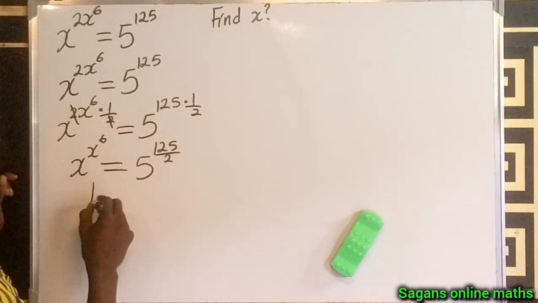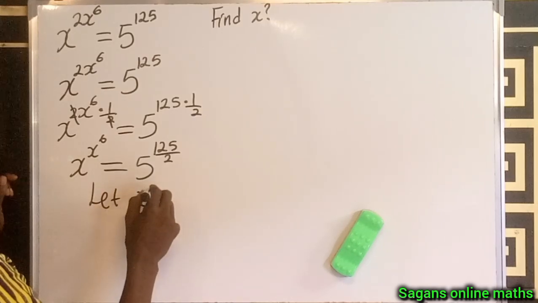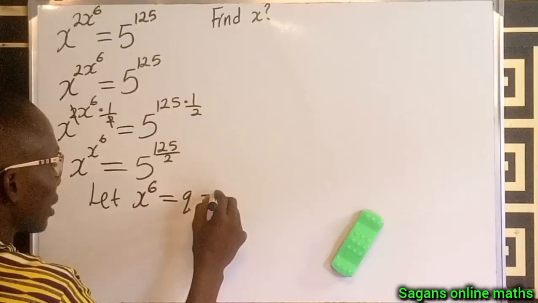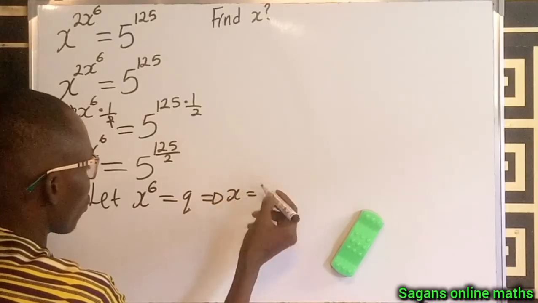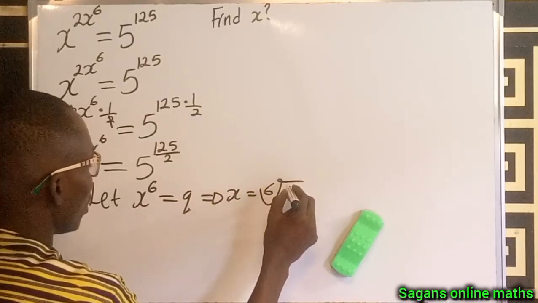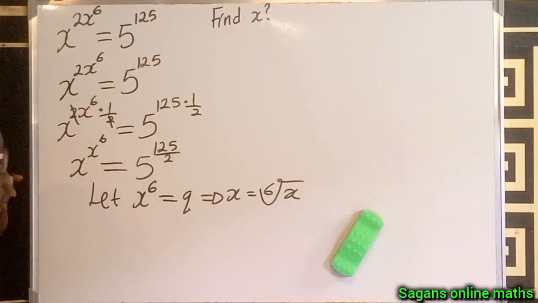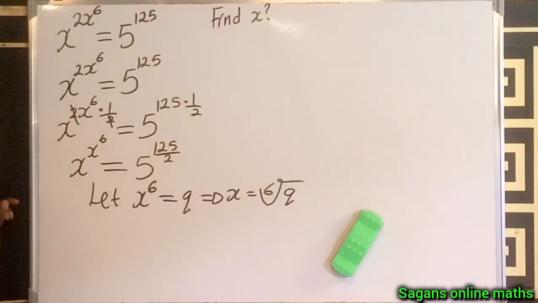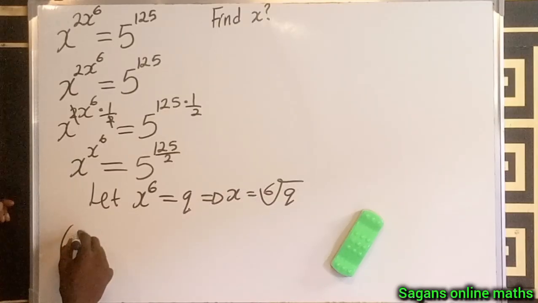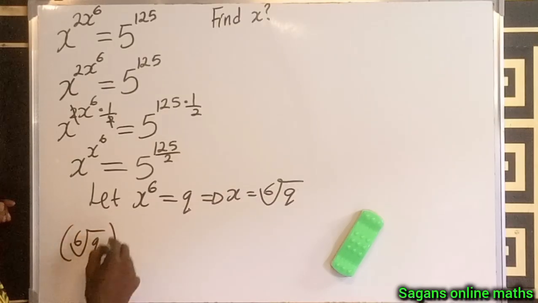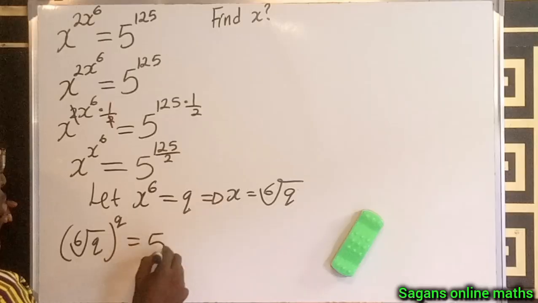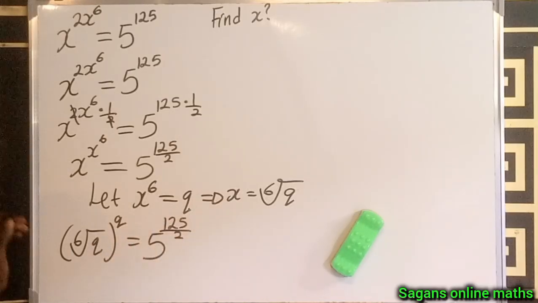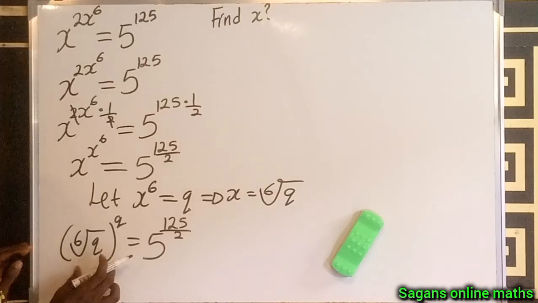Now I'm not wrong if I say let s to the power 6 equal q. This implies that our s will be equal to the 6th root of q, right? This is the value of x. So this now becomes the 6th root of q, all to the power of 6, is equal to 5 to the power 125 divided by 2. Now remember, one of the properties of indices, I can also write this as what?